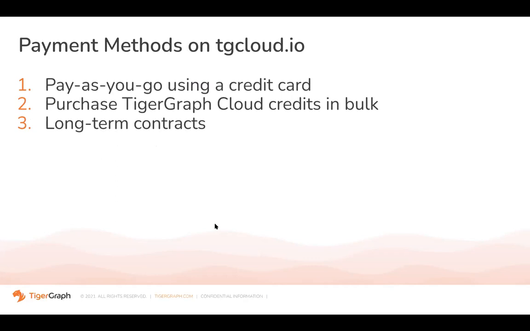And for payment methods on tgcloud.io, if you just log into your tgcloud.io portal, the first method is pay as you go, by entering a valid credit card. And of course, I think everybody who has used the platform also knows that there is a free tier where you don't need to enter a credit card, but can still leverage the free tier to play with the TigerGraph solutions. But when you're using a paid tier, you can use the pay as you go option using a credit card.